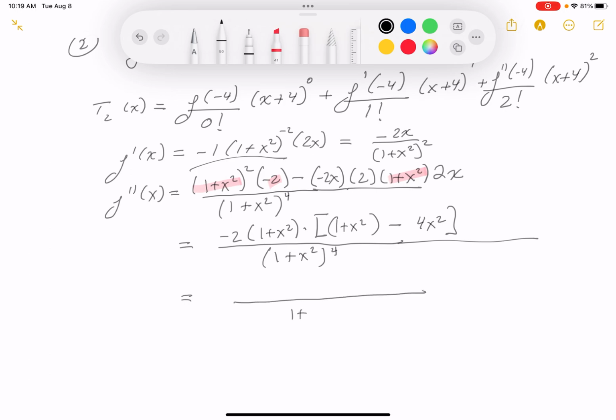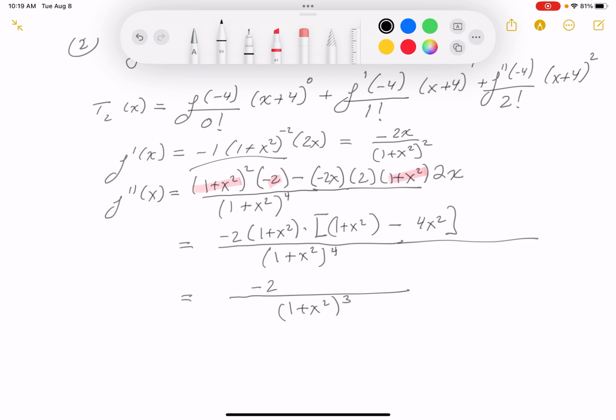And you get 1 plus x squared to the 4th power. It's going to be minus 2, 1 plus x squared. Well, notice that one of those cancels off. So why don't I just do that right now? Let me erase this. Instead of making it more complicated than it needs to be, I'm going to say 1 plus x squared cubed.